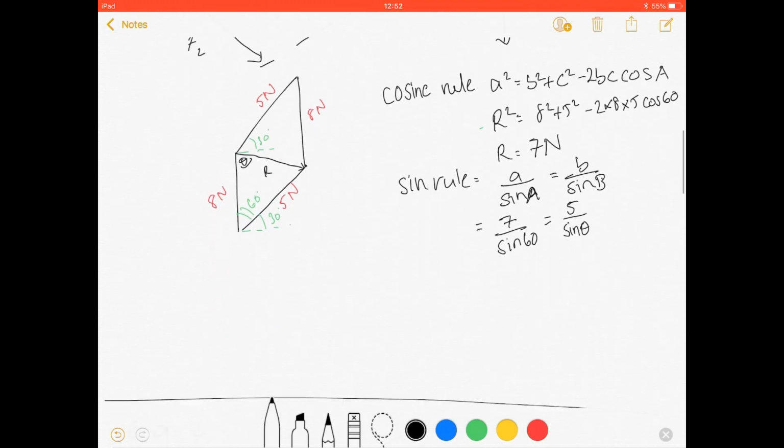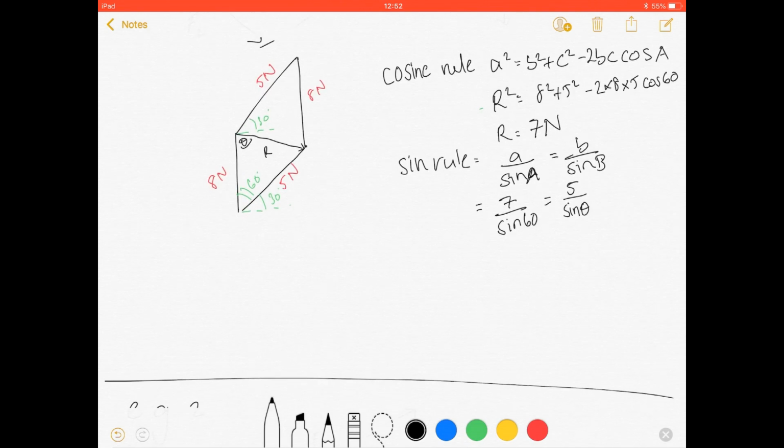Now if we were to rearrange this and make sure that it makes sense, sine theta equals 5 sine 60 over 7. And if we were to inverse sine and find out the answer, we would get a rounded answer of 38.2. So this is the angle at which it's acting from the downward direction, and 7 is the magnitude of the force.